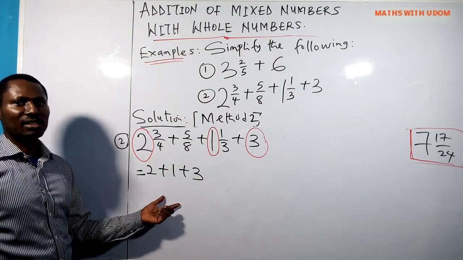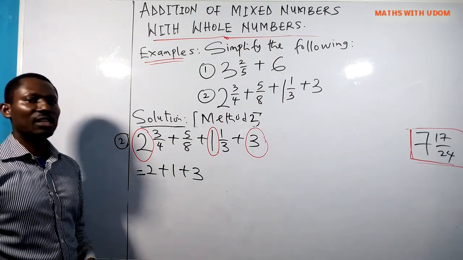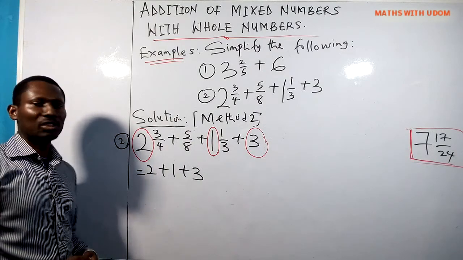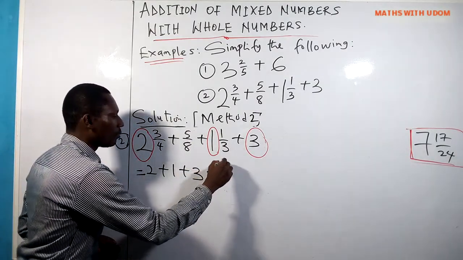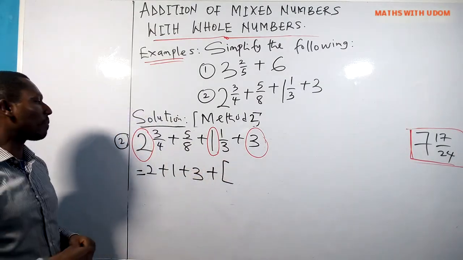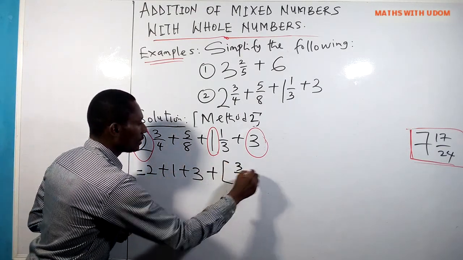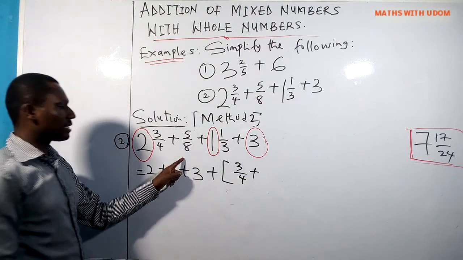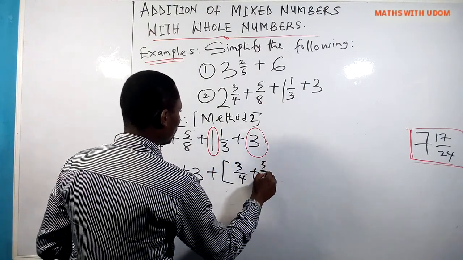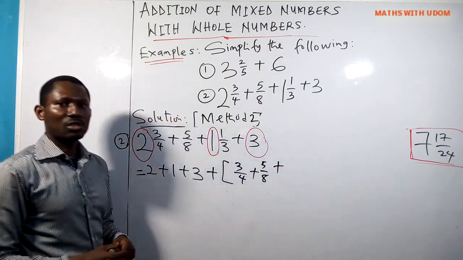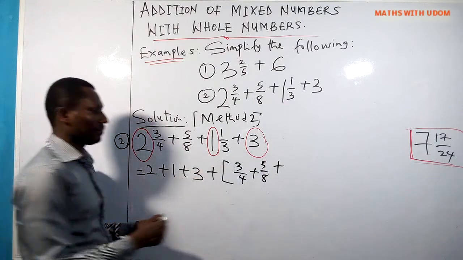Okay. So the next thing is that we also add the fractional part together. So plus, we open a bracket. For the fractional part, we have 3 over 4 plus 5 over 8 plus 1 over 3.